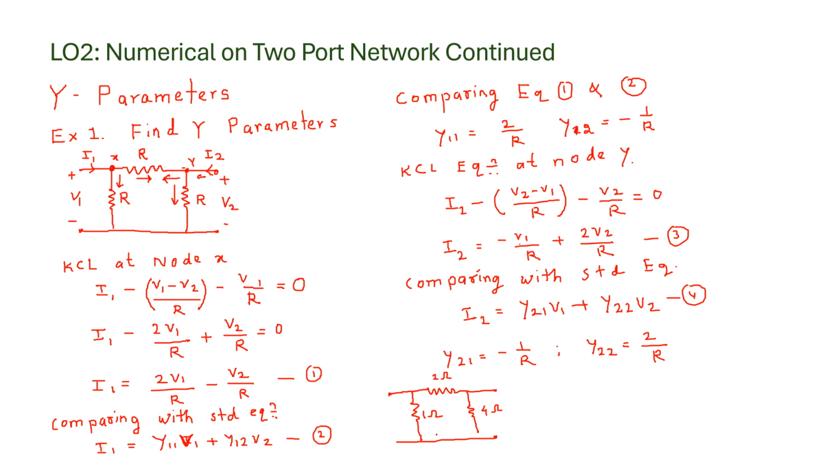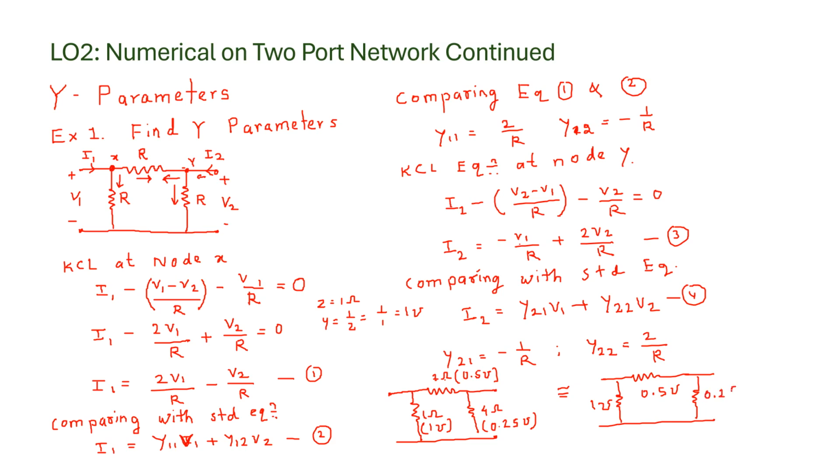Before finding Y parameters, let us convert these ohmic values to mho values. 1 ohm, this is impedance, so let us find admittance. Admittance is 1 by Z. So it is 1 by 1, which will be 1 mho. So I can write in bracket here 1 mho. Similarly, 2 ohm can be written as 0.5 mho and 4 ohm can be written as 0.25 mho. Okay, so in terms of mho, our circuit will become like this. So this is 0.5 mho, here we have 1 mho, and here we have 0.25 mho.